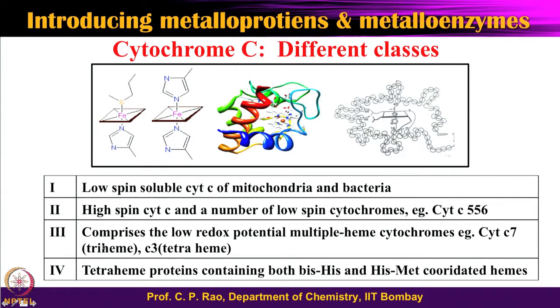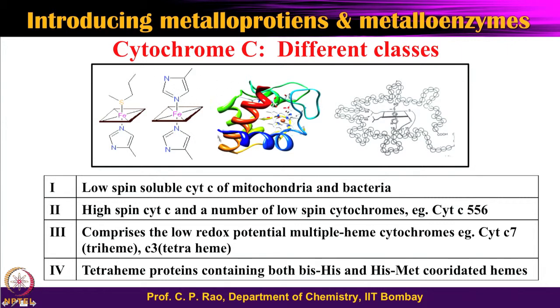Then you have type 3, which comprises the low redox potential multi-heme cytochromes. Example, cytochrome C7, triheme, and cytochrome C3, which is tetraheme. So, there are 3 hemes involved, or 4 hemes involved, not 1 or 2, there are 3, there are 4. So, this is another kind of thing. And the tetraheme proteins containing both histidine and histidine-methionine coordinated hemes come under a different class. So, class 1, class 2, class 3, class 4, there are so many kinds of cytochrome C involved. They are all in the cytochrome C family.